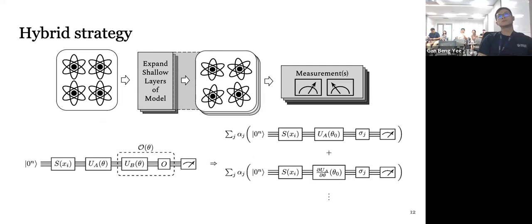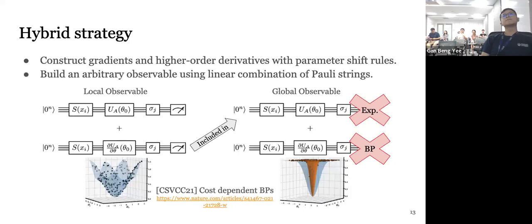Okay, so the last one, which is the hybrid strategy, is a combination of both. As you can see from the previous ones, there are parts where you have to truncate directly. For the hybrid strategy, what we want to do is to deal with that kind of shortcoming. So you have both the multiple ansatz and the multiple measurements. You do both of them together. The idea is to construct both gradients and higher order derivatives with parameter rules, as with the ansatz expansion strategy, and to build an arbitrary observable using a linear combination of Pauli strings, as with the observable construction strategy.